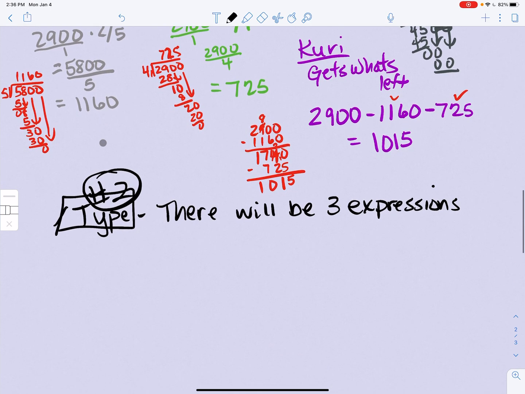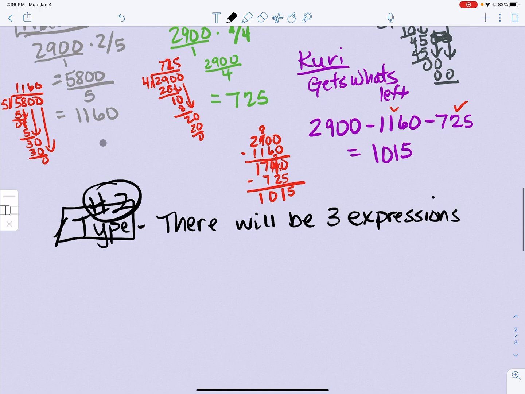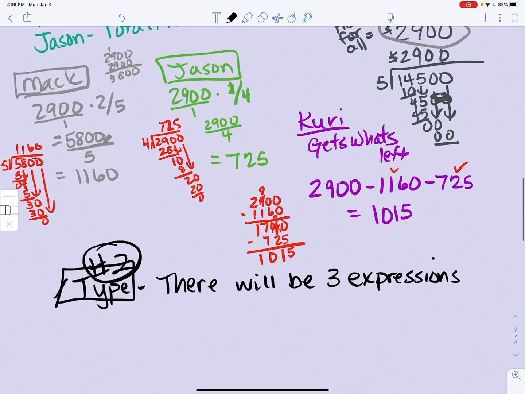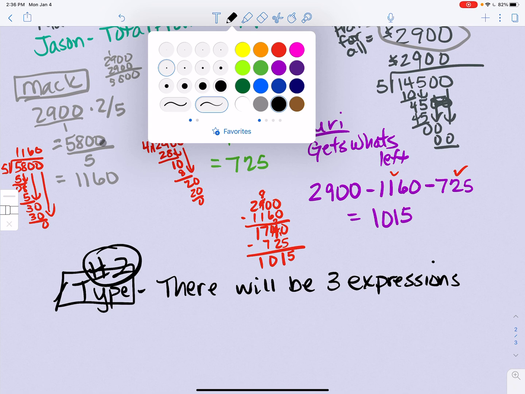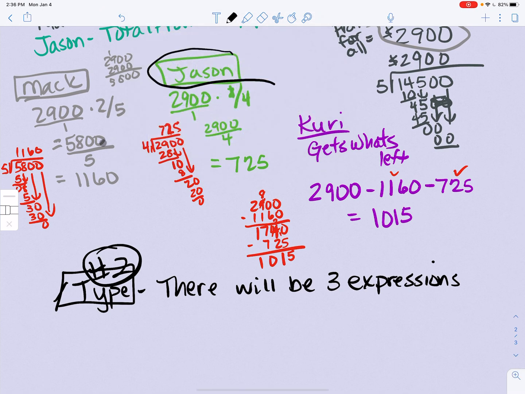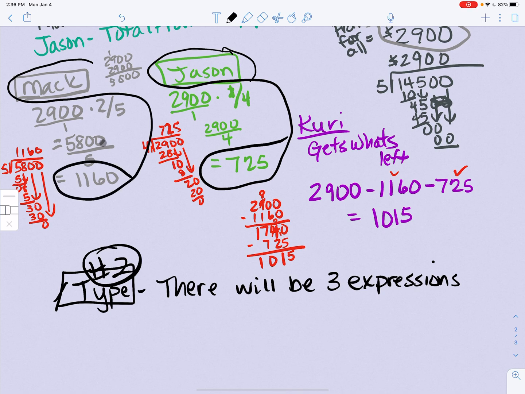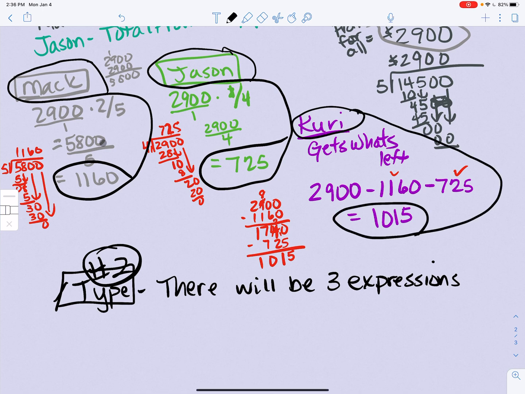But then we do our solving at the bottom, and I think you've got your dots. So you're going to select the dots with Jason. Jason has $725. That's what you subtract. Mac has 1,160. And Yuri, or Curie, I said the wrong name the whole time, has that much. So there is the word problem for today.